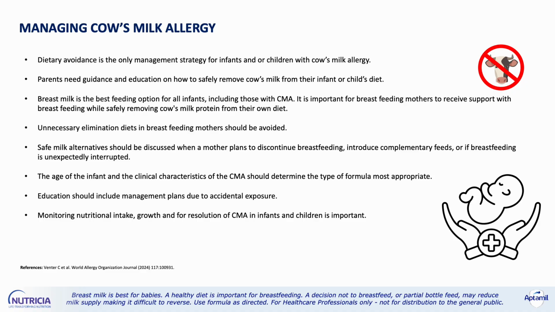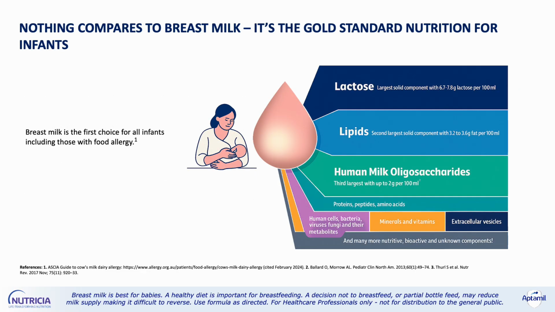When breastfeeding is not possible, safe and appropriate formula options should be selected based on the infant's age and clinical presentation. The ASCIA Management Guide for formula-fed infants will be discussed in more detail later in this presentation. Breast milk is the first and best choice for all infants, including those with food allergy. It supports immune development, gut health, and overall growth. Supporting breastfeeding mothers is an essential part of managing cow's milk allergy in infancy.